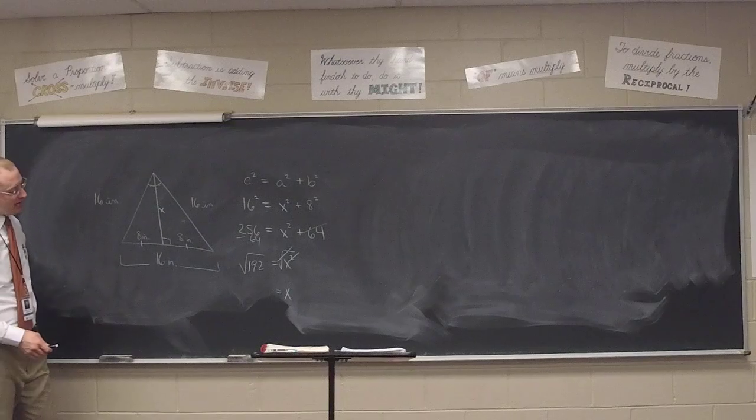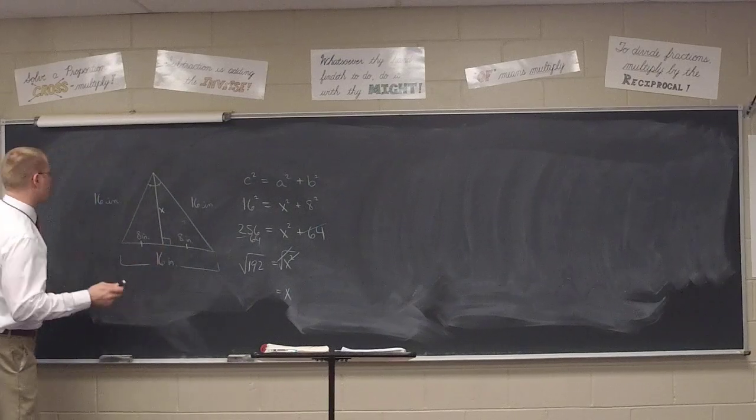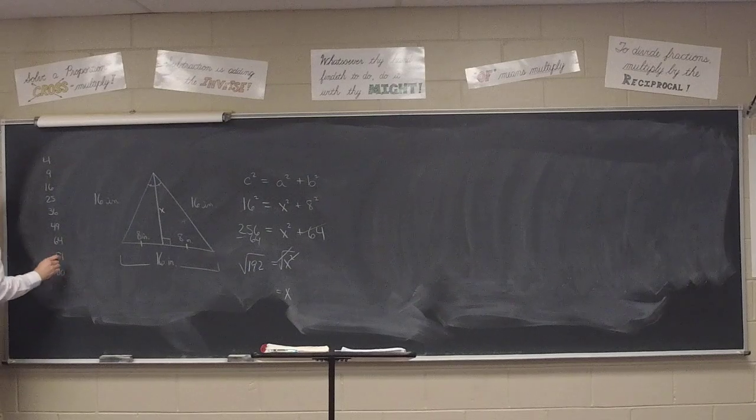What are we going to have to do with our radical class? Reduce it. Let's see, squares. Say the squares with me as I write them, class. 4, 9, 16, 25, 36, 49, 64, 81, 100. That's probably enough. Anyone see a square that goes evenly into 192? I heard 16, I heard 49.